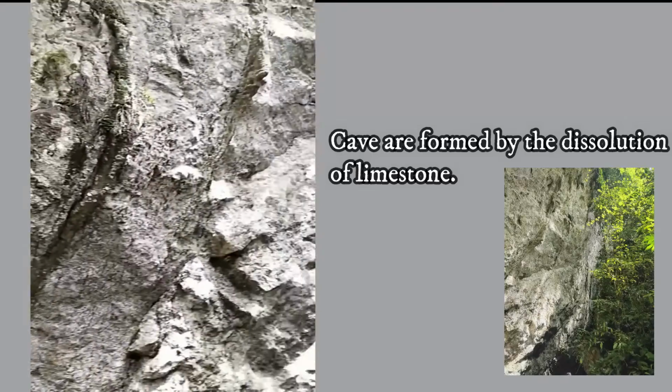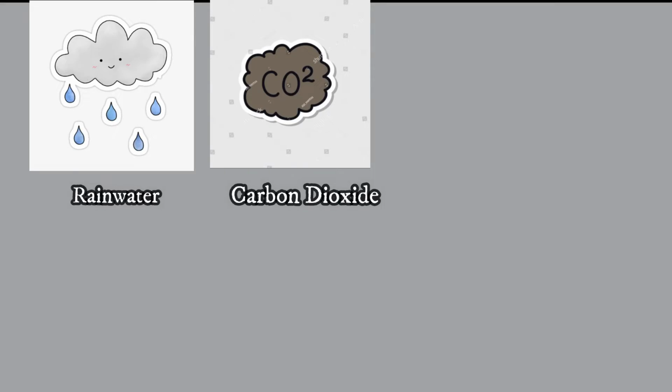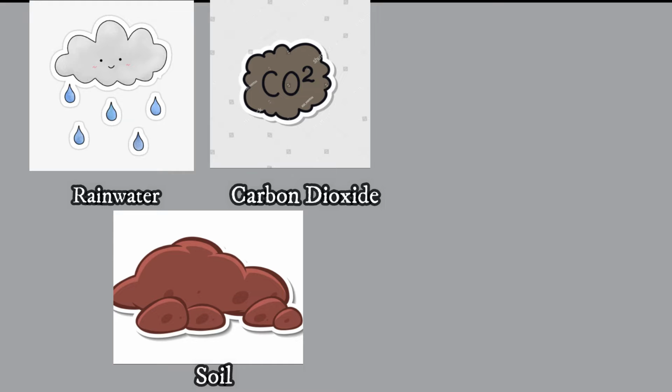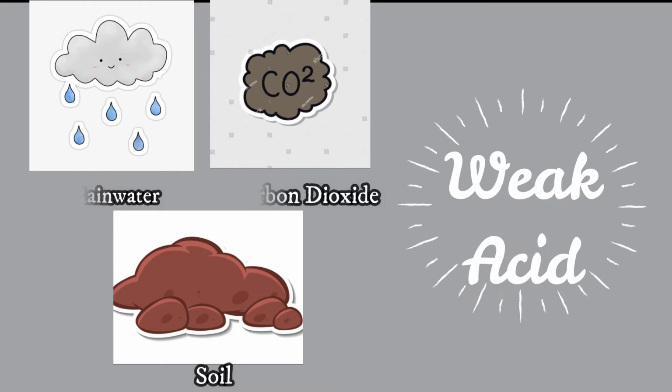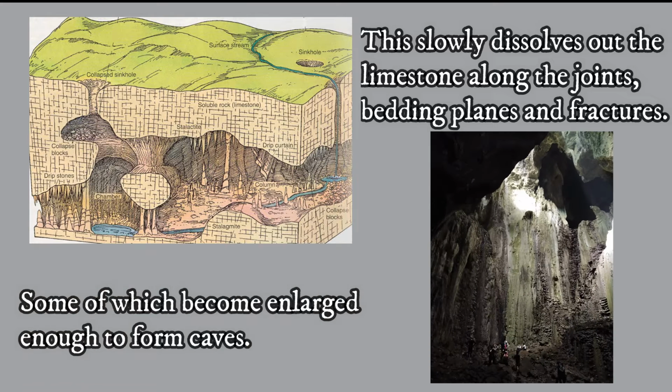Caves are formed by the dissolution of limestone. Rainwater picks up carbon dioxide from the air, and as it percolates through the soil, it turns into a weak acid. This slowly dissolves out the limestone along the joints, bedding planes and fractures, some of which become enlarged enough to form caves.